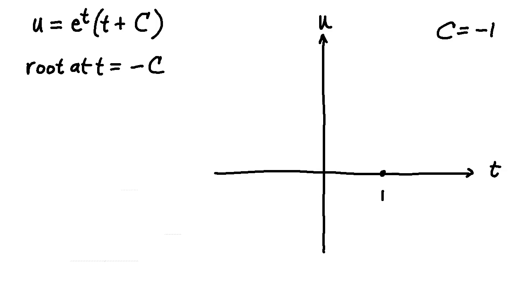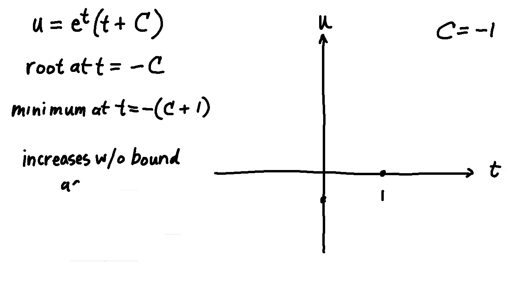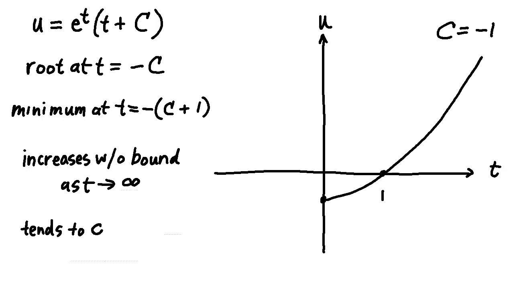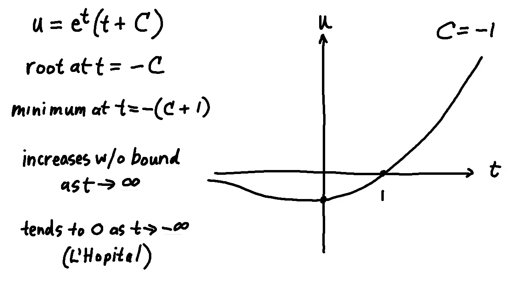Using elementary calculus, you can also see that any curve that captures the connection between u and t will have a minimum at t is equal to negative c plus 1. If c happens to be negative 1, then the minimum would occur at t is equal to 0. We can also see that u increases without bound as t becomes large in the positive direction. Using L'Hopital's rule, we see that u tends to 0 as t becomes large in the negative direction.